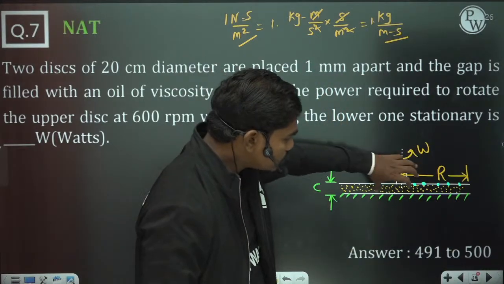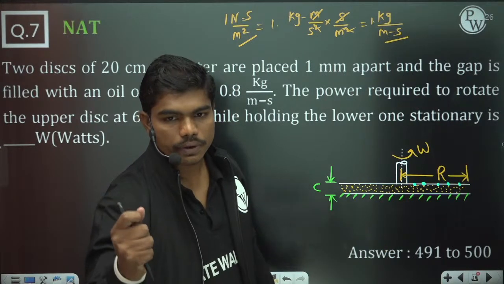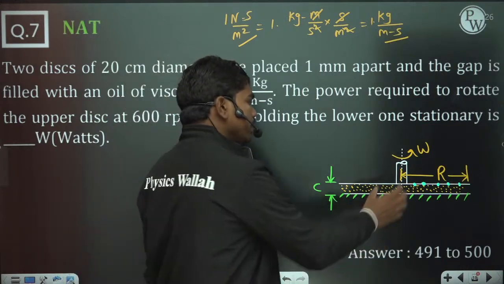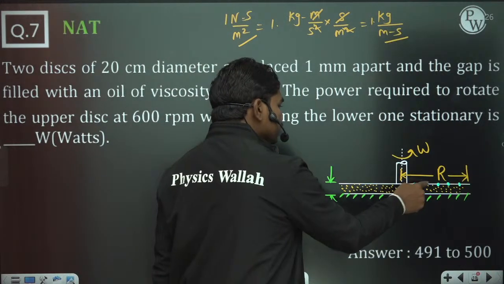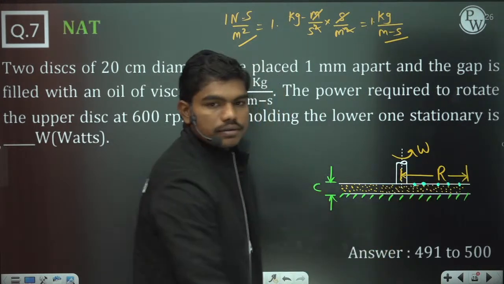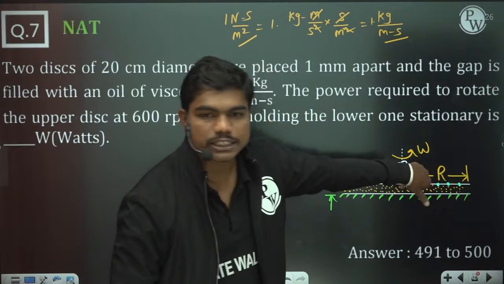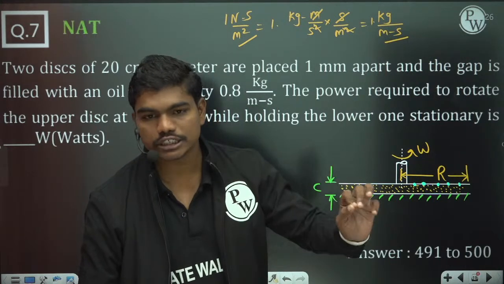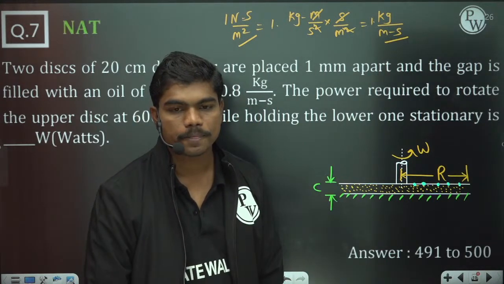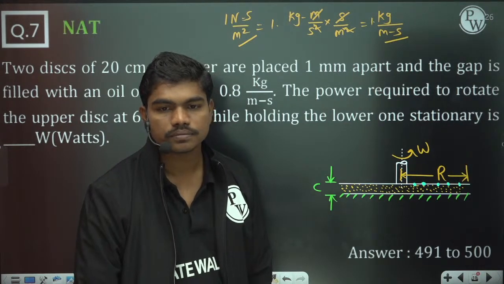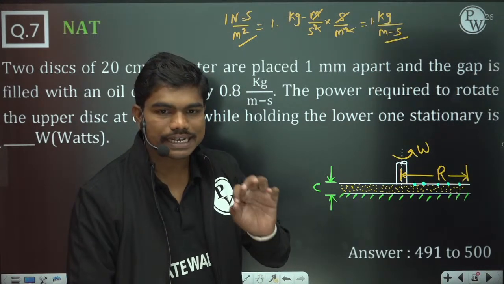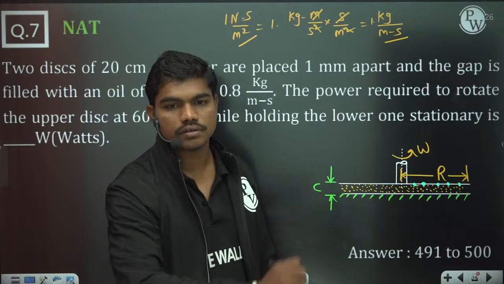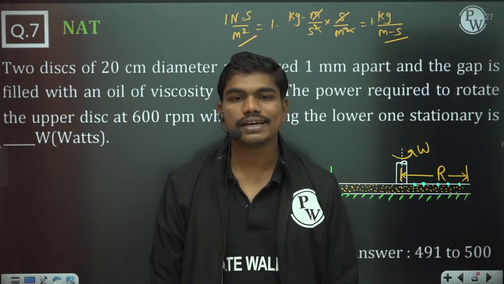But here you are not pulling the upper plate, you are rotating it, correct? So when you are rotating this upper plate, tell me, are these points of solid fluid contact at equal radius of rotation from the rotational axis? Type in the chat box. No, correct? They are not at equal radius of rotation.